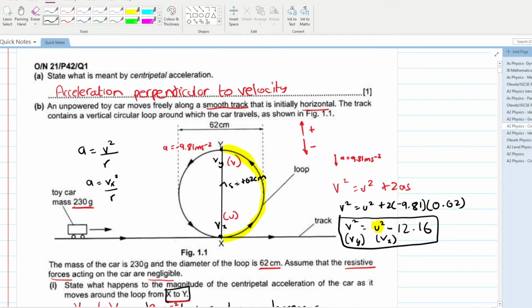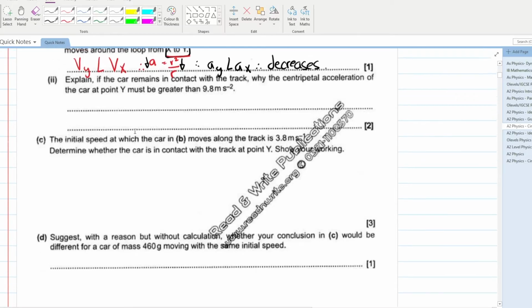You have to think in your mind that the velocity at y will be less than the velocity at x. If the velocity at y is less than the velocity at x, you will use this formula and you will get to know that if the velocity is decreasing at y, then the centripetal acceleration will also decrease. This will give you the final answer that the centripetal acceleration at y will be less than the centripetal acceleration at x. Hence, whenever you go from x to y, the centripetal acceleration decreases. Simple as that. Now let's move forward.